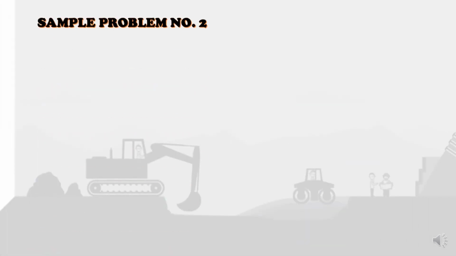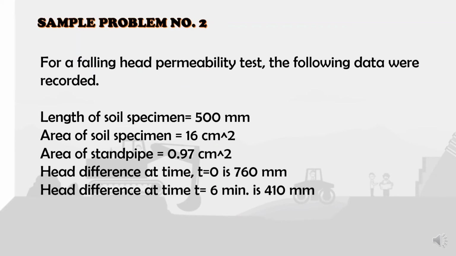Moving on to sample problem number 2. For a falling head permeability test, the following data were recorded. Length of soil specimen, 500 mm. Area of soil specimen, 16 cm squared. Area of standpipe, 0.97 cm squared. Head difference at time t equals 0 is 760 mm. Head difference at time t equals 6 minutes, 410 mm.